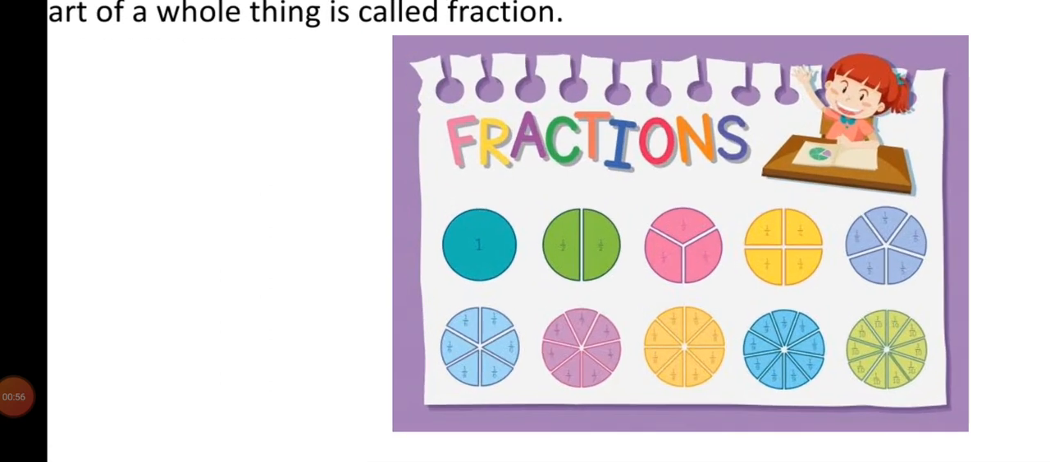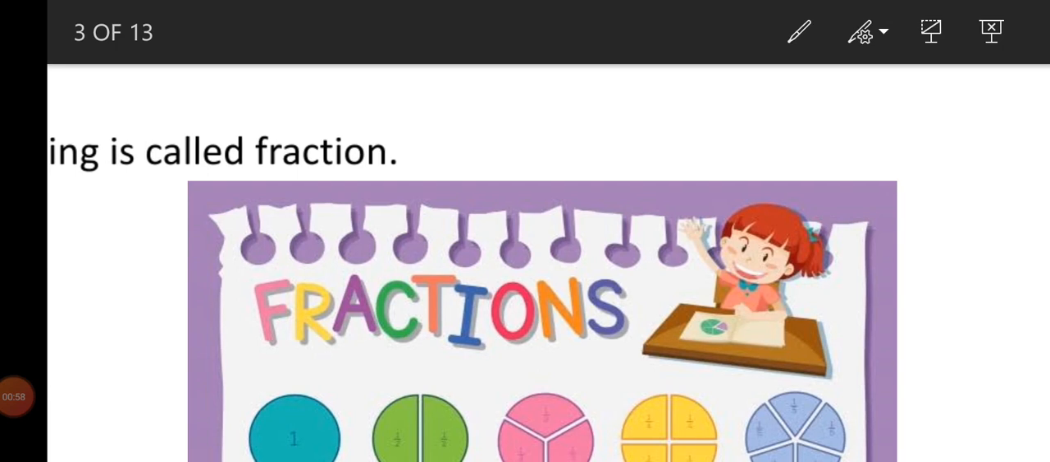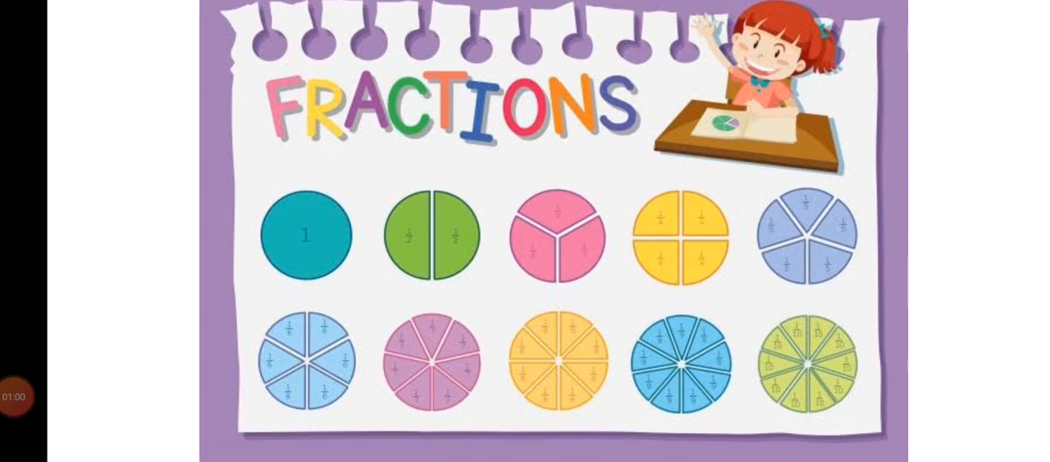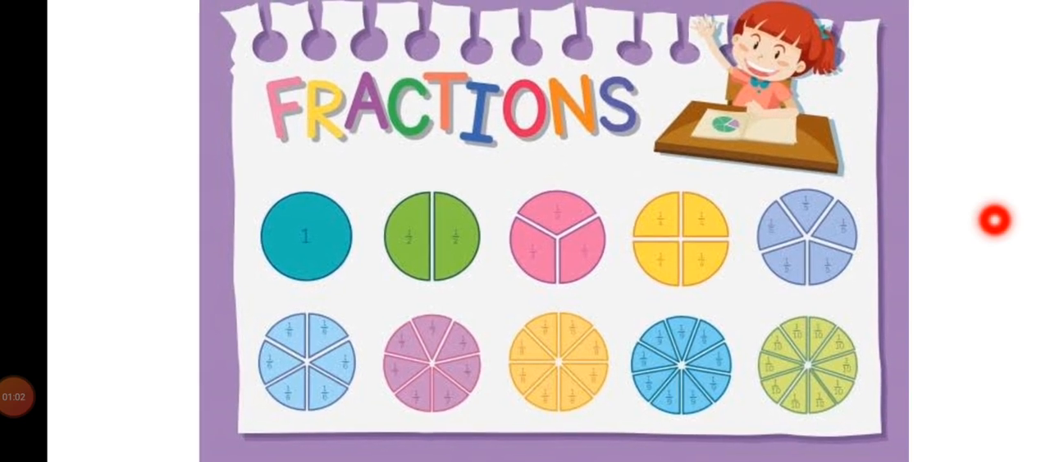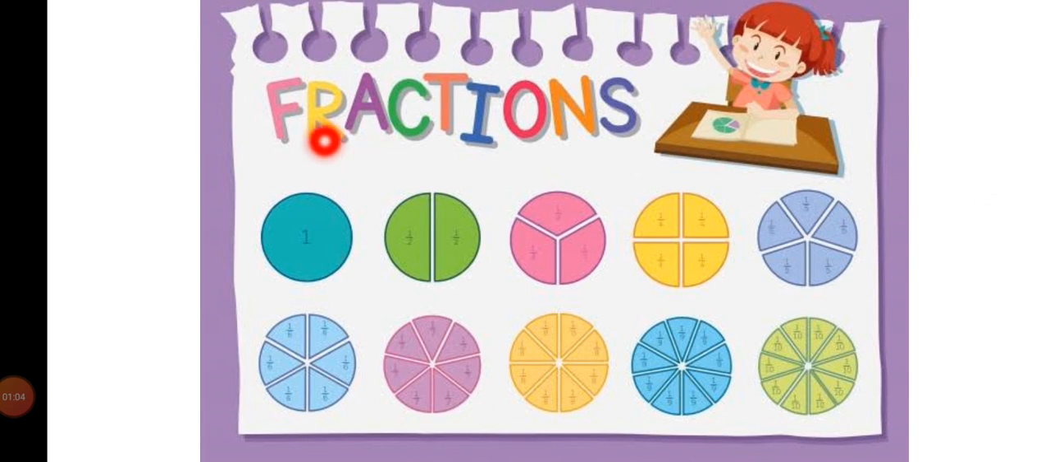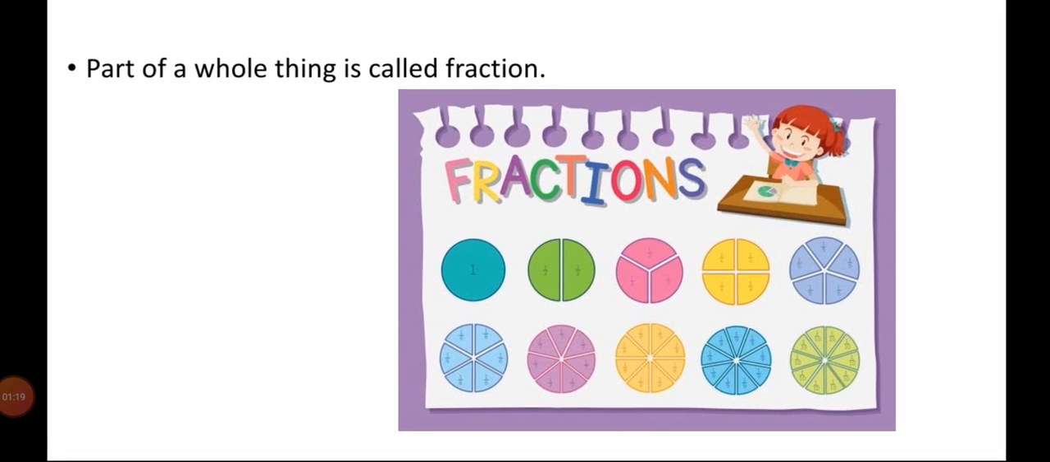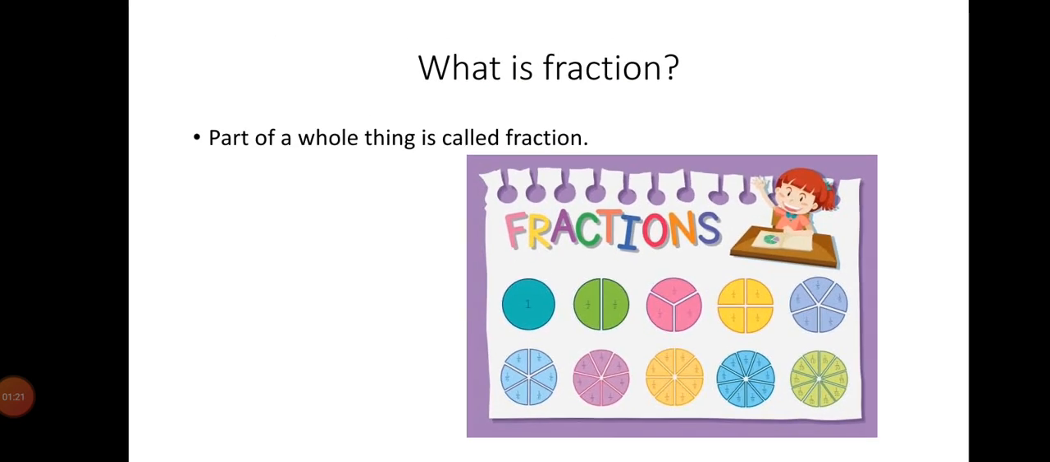Like we can see here in the picture, a fraction is when one whole thing is there, this is 1. And when it is divided into two equal parts, then it is called 1/2. It means when one whole thing is divided into equal parts, that makes a fraction.